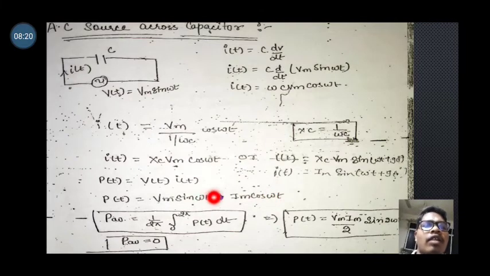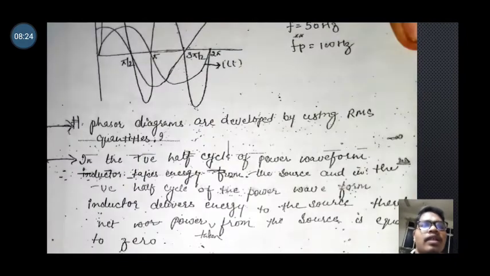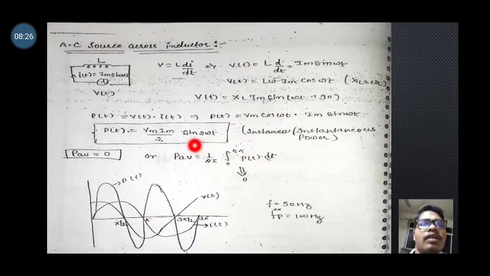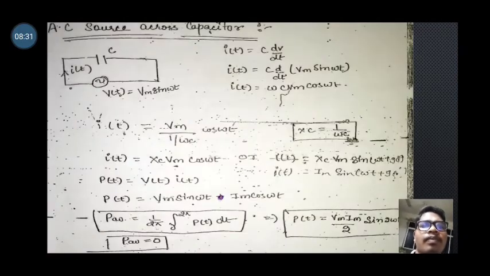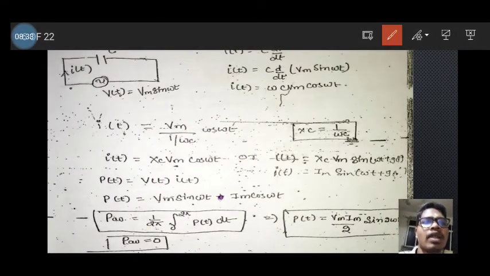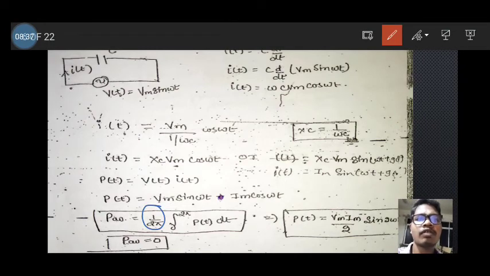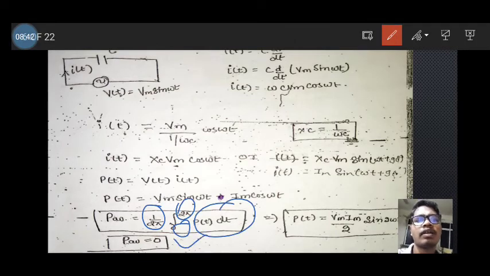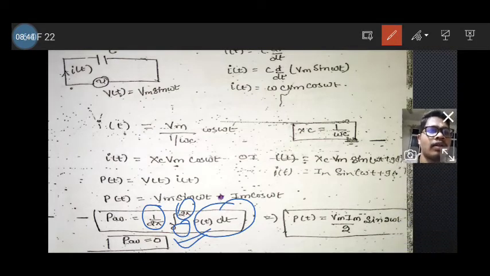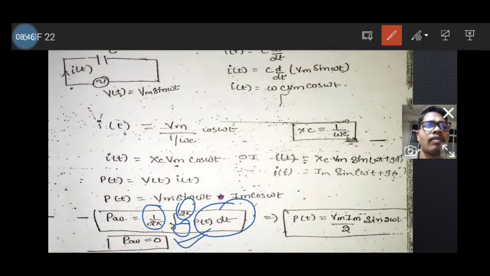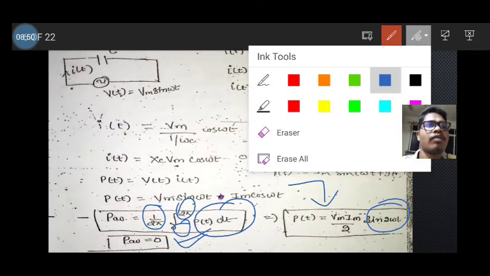So sin omega t and cos omega t combine like this in this circuit, giving sin 2 omega t divided by 2. Here also the average power is equal to 0. How does it come about? It is 1 divided by 2 pi times the integral from 0 to 2 pi of p(t) dt, which is equal to 0. And p(t) is equal to Vm Im divided by 2 times sin 2 omega t. This is the instantaneous power.